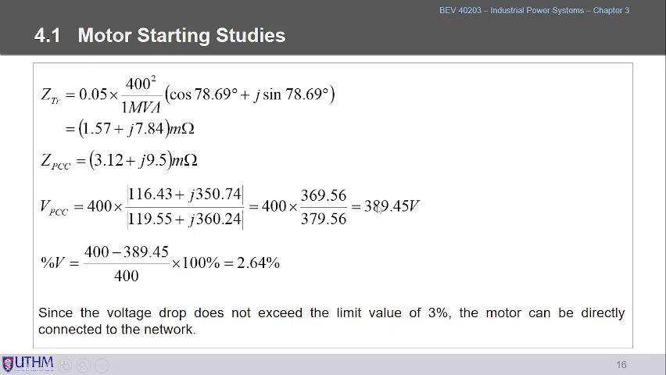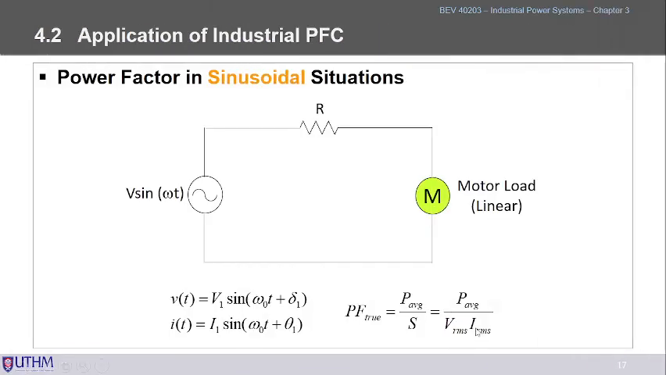It is 400 minus the voltage at the PCC, divided by the standard one, which is 400, times 100%. That means we know that the voltage drop during the motor starting is only 2.64%, which does not exceed the limit of 3. So that means we can continue to install this motor. So this is how we calculate the motor starting, especially the voltage drops.